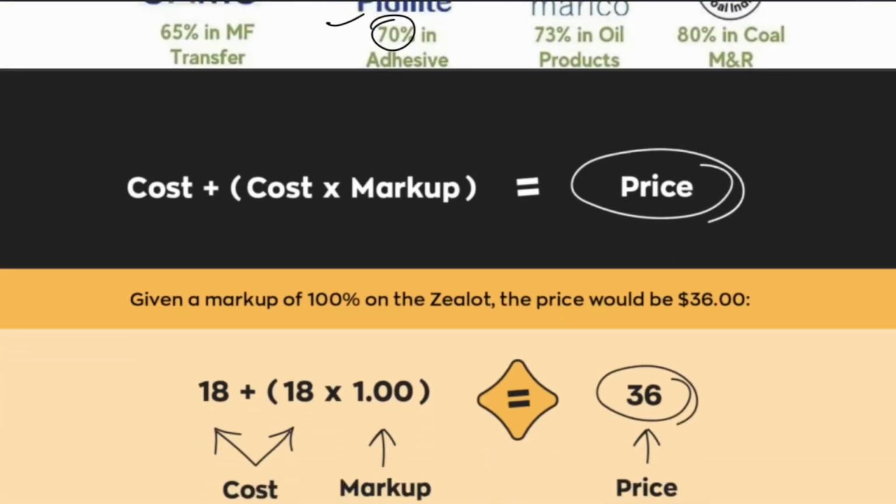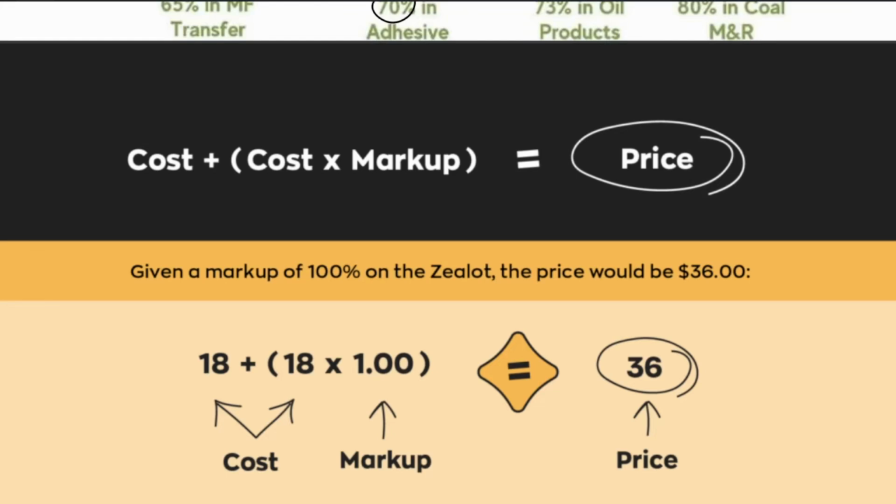Now let's come to the next concept, that is cost plus, cost into markup. So who decides the markup? The manufacturer decides the markup or the seller decides the markup. Okay, so cost is the production cost. Cost is the production cost. And markup is decided by the seller, that is how much up from the cost.